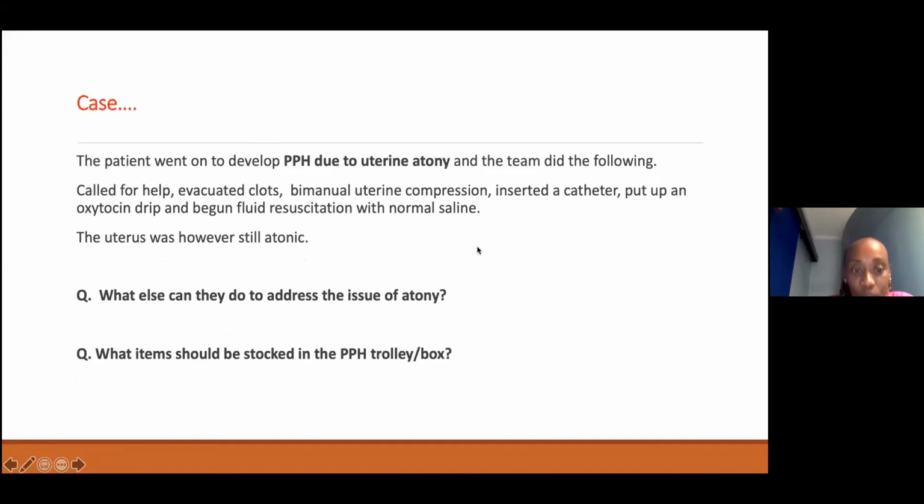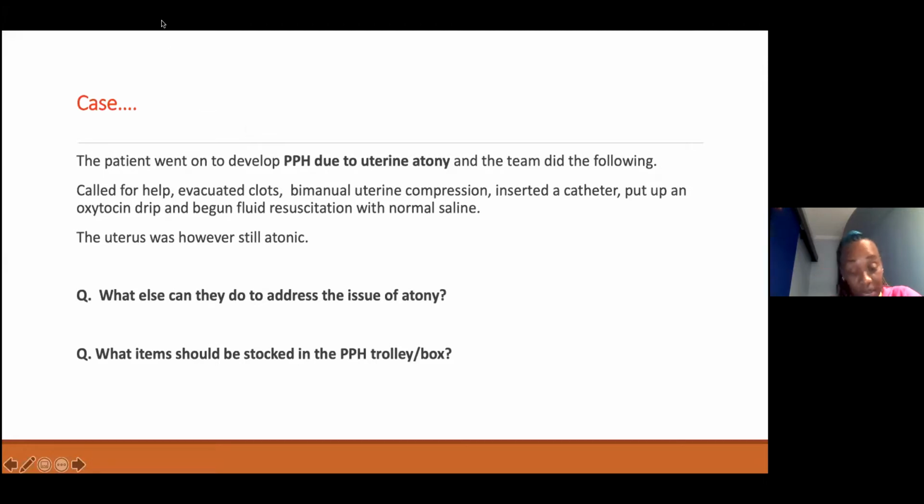They rightfully called for help. Someone went in, did the evacuation of clots, did a bimanual uterine compression, inserted a catheter, Foley's catheter, put up an oxytocin drip, and began fluid resuscitation with normal saline. However, the uterus was still atonic. What else can this team do to address the issue of atony?